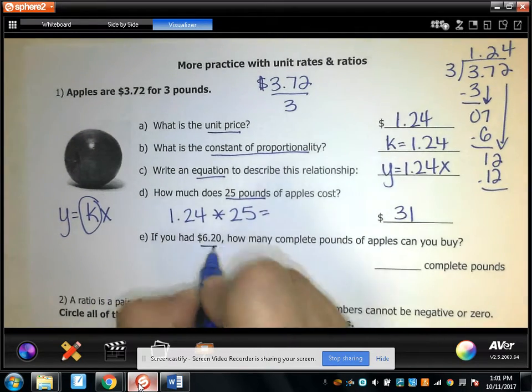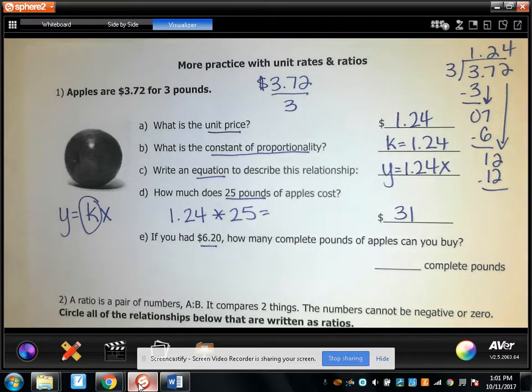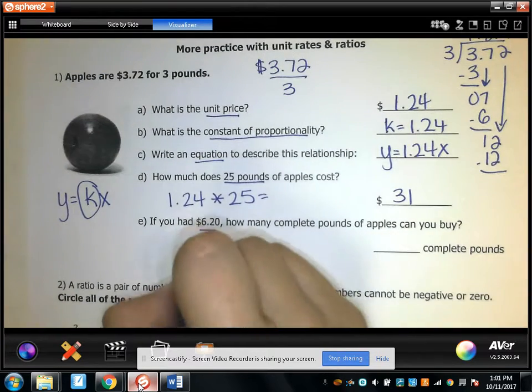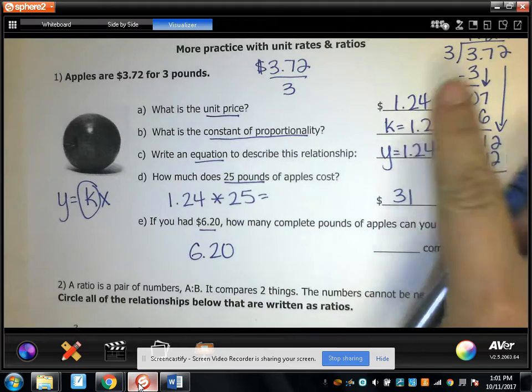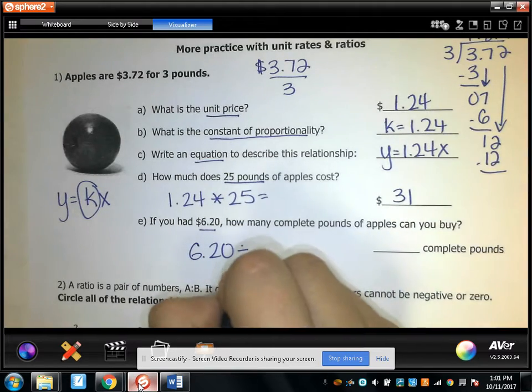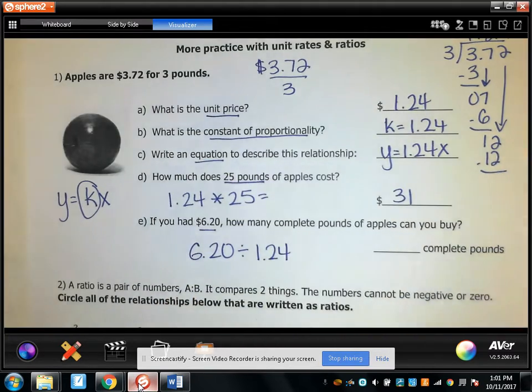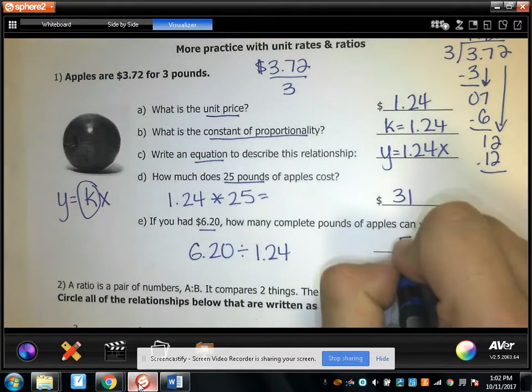Now if I had $6.20, how many complete pounds of apples could you buy? Well, if I had $6.20 and each pound cost $1.24, let's see how many times I could pay $1.24. 620 divided by 124 is 5. I could buy 5 pounds.